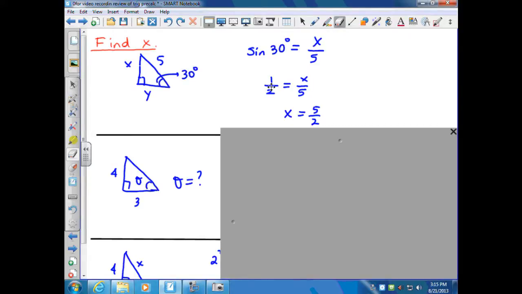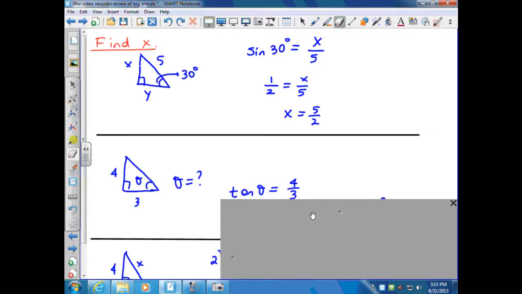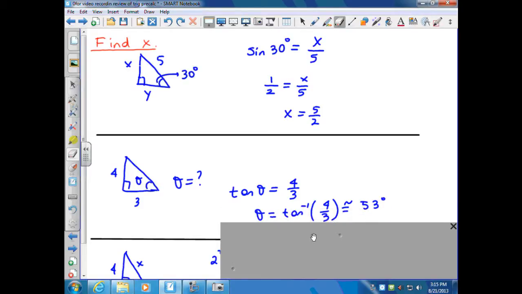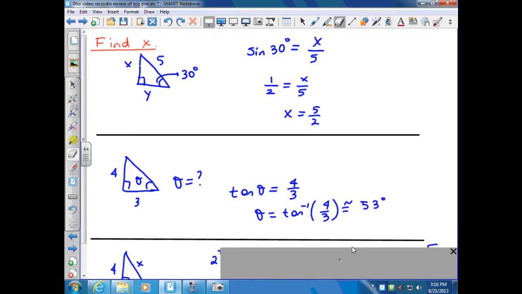Okay, what about the next one? In the next one, the unknown is the angle. For that one, which trig function would relate the opposite to the adjacent side? If you say tangent theta, you are correct. So we write tangent theta is 4/3, and to get theta, we need to apply the inverse tangent to both sides. Here you could certainly use a calculator and just do second tangent of 4/3, and if your calculator is in degree mode, you will have 53 degrees.